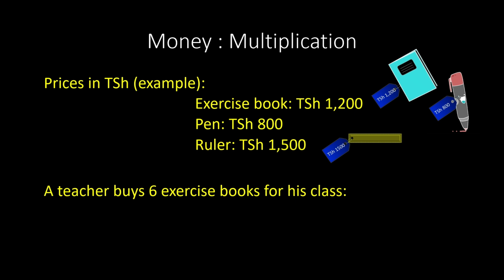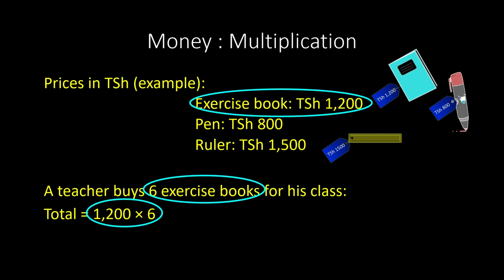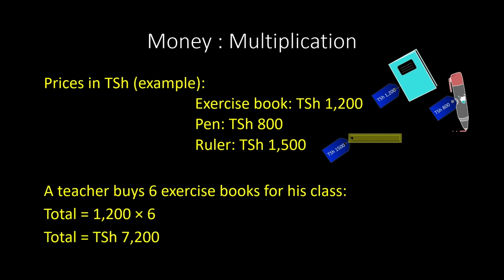In this example, this is a repeated cost for each book, and therefore we multiply. We have 1,200 multiplied by 6. Since the cost of one exercise book is 1,200 and the teacher is buying 6 exercise books, this gives us a total of 7,200 shillings.